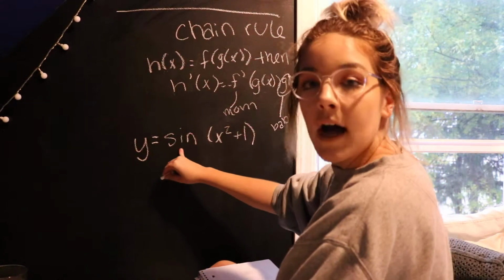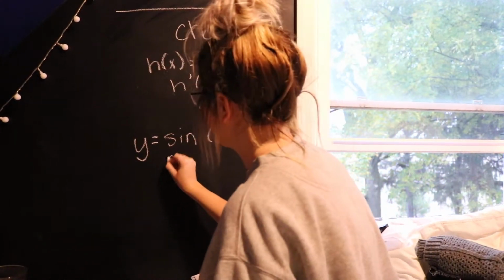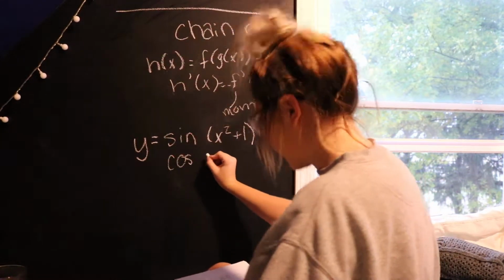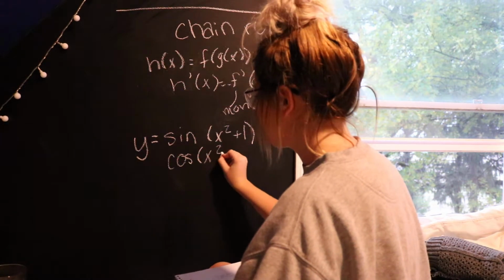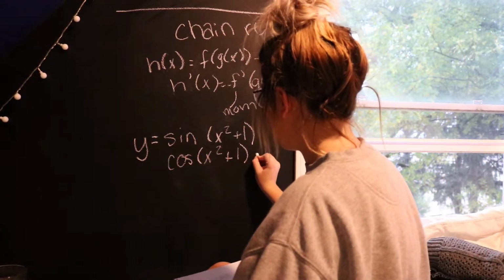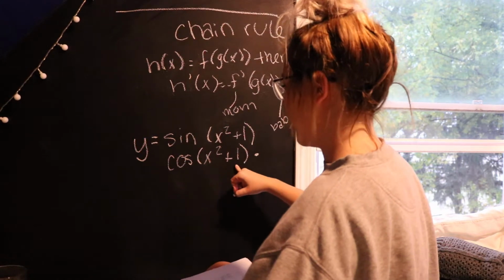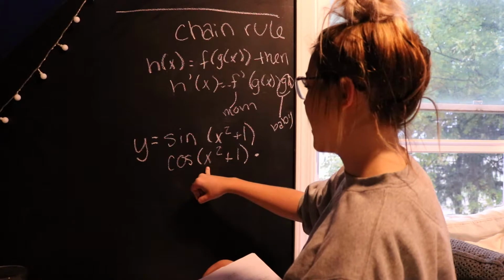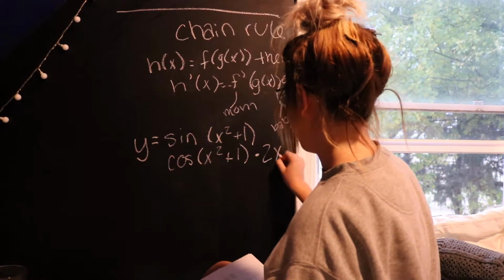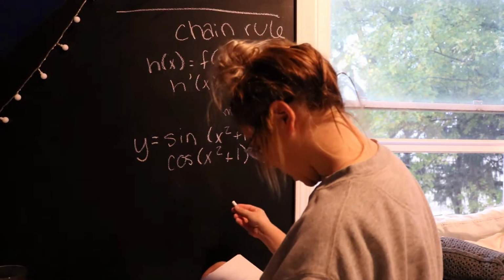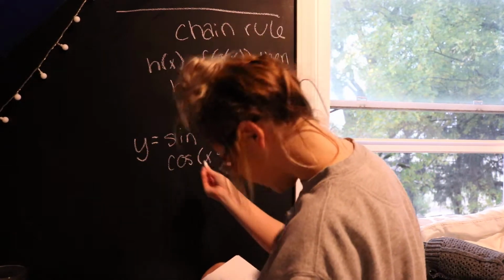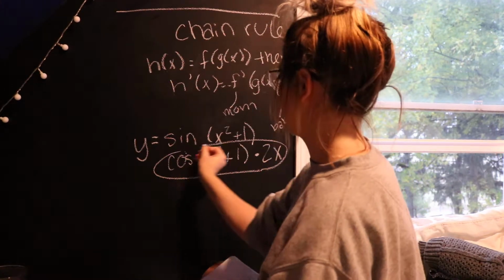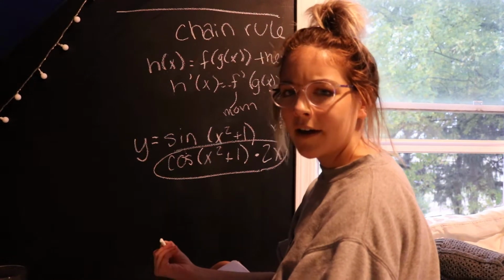So the derivative of sine, we've already learned, is cosine. So we got cosine, and then we will leave the baby there. And then we will multiply it by the derivative of the baby, which obviously the derivative of 1 would be 0, and the derivative of x squared is 2x. So here, folks, is our answer. Not too hard, right?